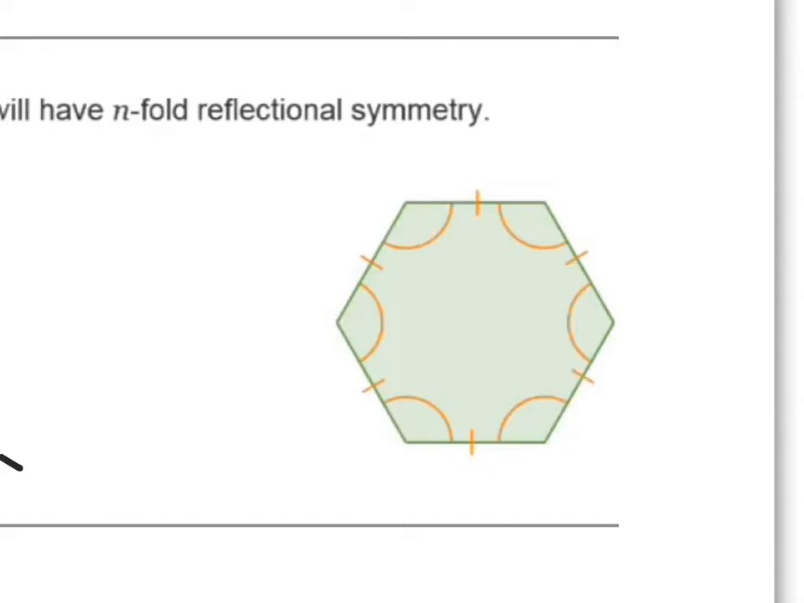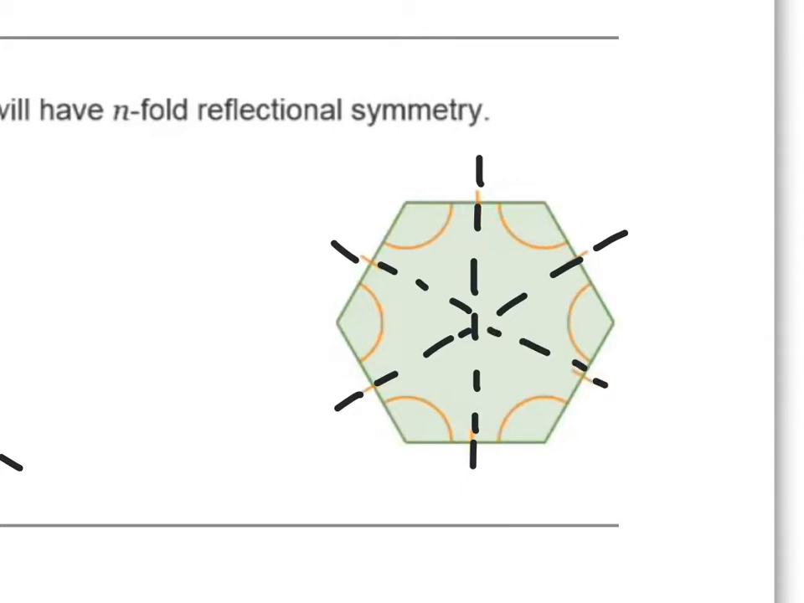Now, I've got an issue with this because I can draw in 1. A hexagon has 6 sides, so we should have 6 lines of symmetry. Okay, here's 1. Oh, no, we do. Never mind. 1, 2, 3, 4, I can fold it along the corners as well, 5, and 6.